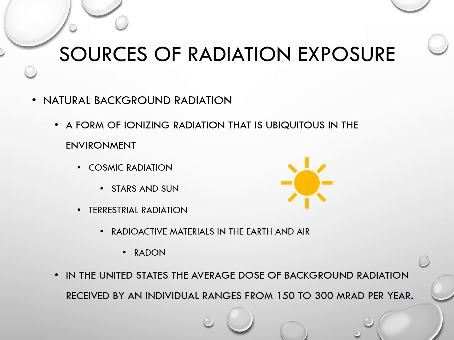Here in the United States, the average dose of background radiation received by an individual ranges from 150 to 300 millirad per year. Or if we look at those in millisieverts, it is 3.1 millisieverts from natural sources per year.